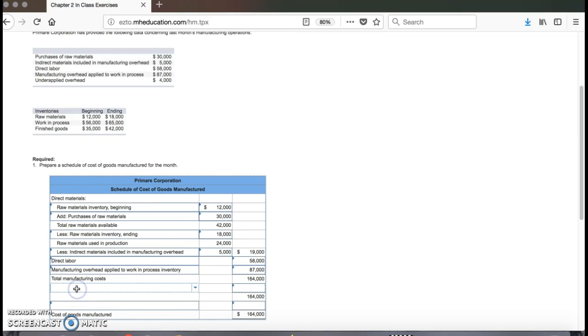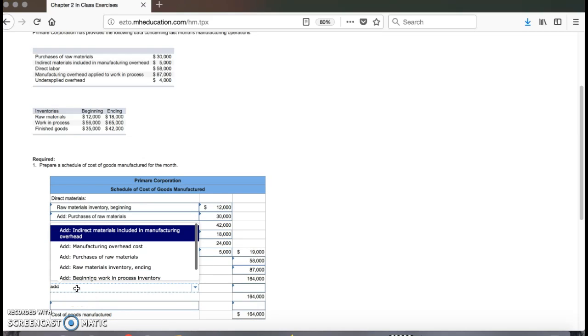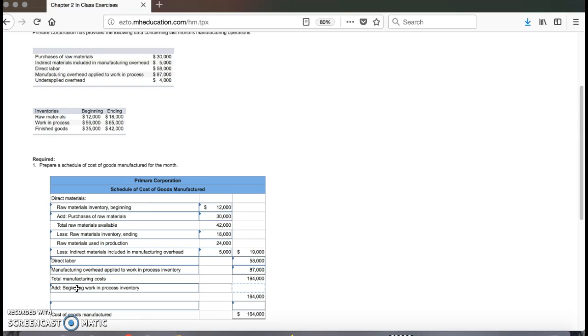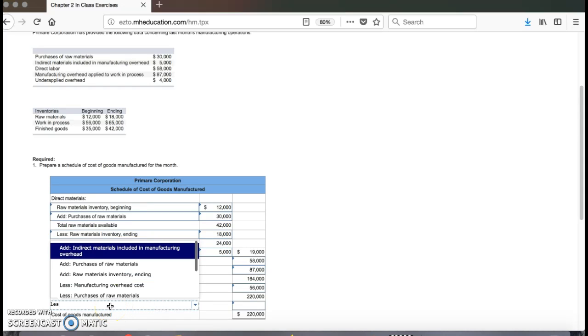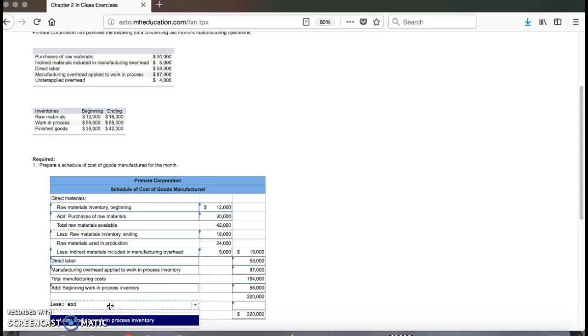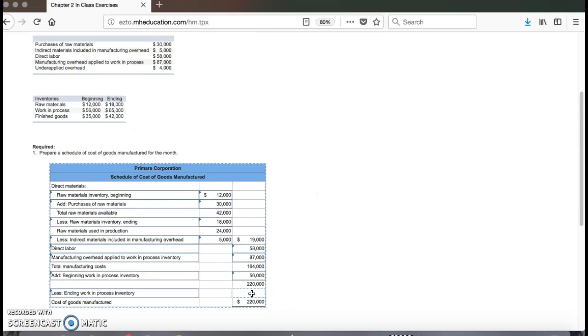So now what do we have to do? We're going to have to add in our beginning work in process inventory. What was our balance there? 56,000. Gives us a balance of 220. Okay. So then what are we going to have to subtract? Our ending work in process inventory. And so that one is a given too. How much is that? It's going to be 65,000. So we're going to subtract that out. So now we have our total cost of goods manufactured.